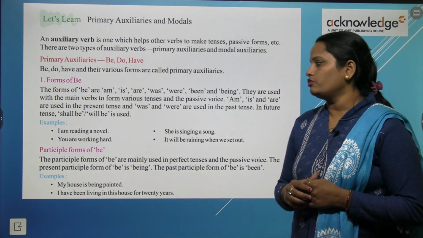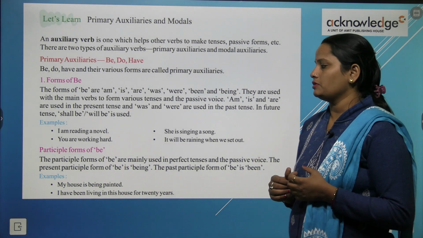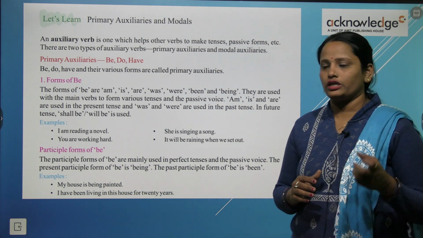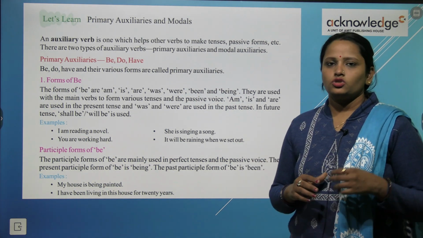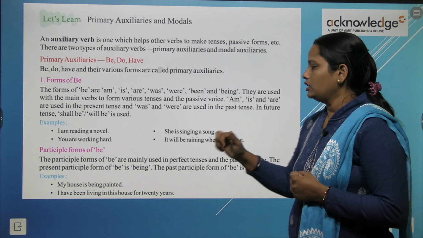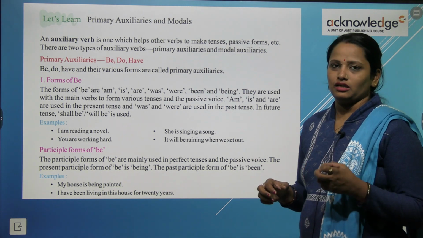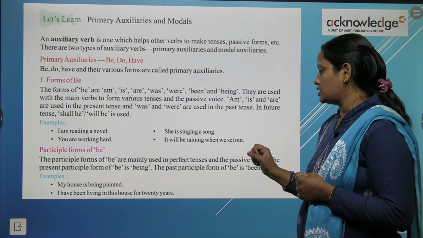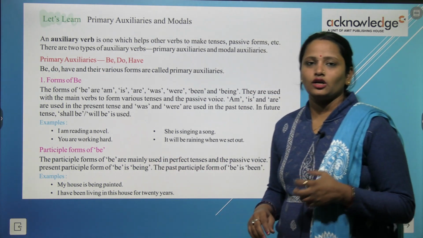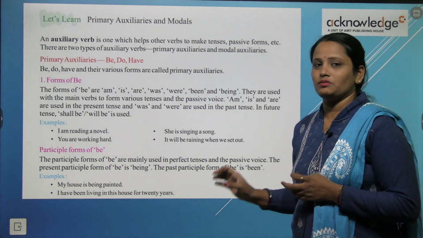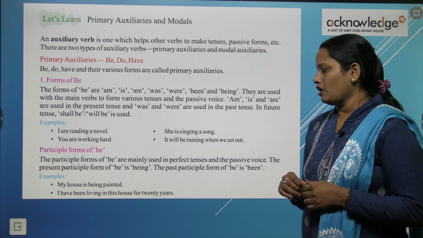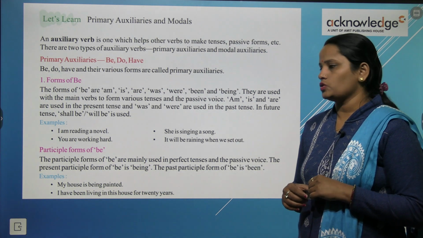Now the participle form of be. Be का जो participle form है वो क्या है? The participle forms of be are mainly used in perfect tense and the passive voice. So perfect tense में या फिर passive voice में हम इनका participle form use करते हैं be का. The present participle form of be is being and the past participle form of be is been. So present participle में हम being use करते हैं और past participle में been use करते हैं. B-e-e-n, being. Now the examples are: My house is being painted and I have been living in this house for 20 years.